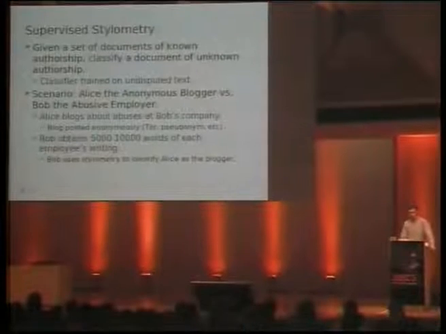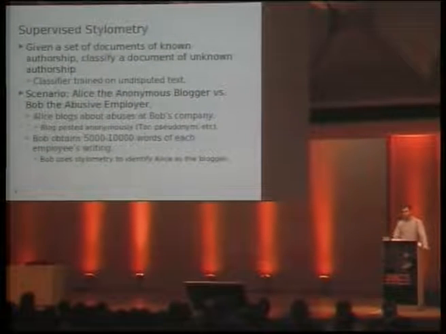So here's a scenario. Say we have Alice, the anonymous blogger, versus Bob, the abusive employer. Alice wants to publish a list of abuses at Bob's company. So she writes a blog post, she details everything that's going on in the company, and it brings some negative attention on that company. Now, Alice took all the means at her disposal to hide her identity. She didn't use her real name. She used Tor to post it, so you can't figure out exactly where it came from. But she didn't take any measures to hide her writing style.